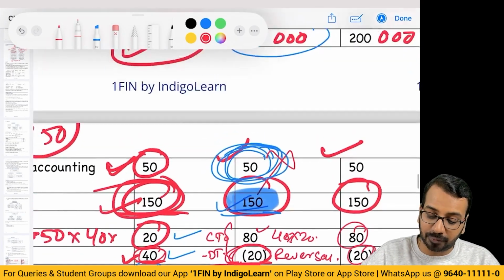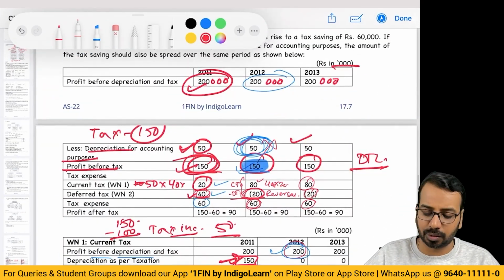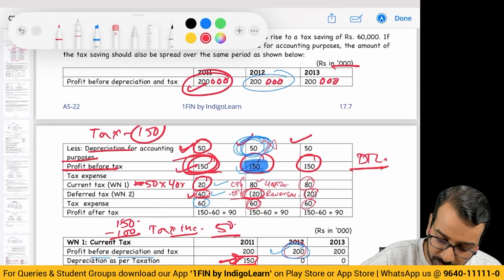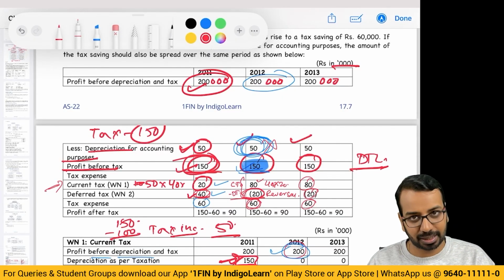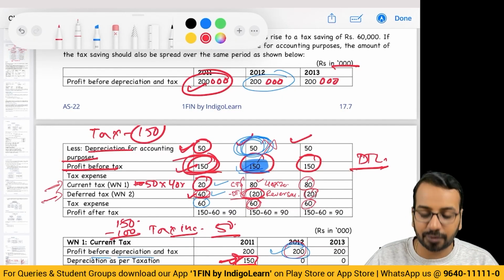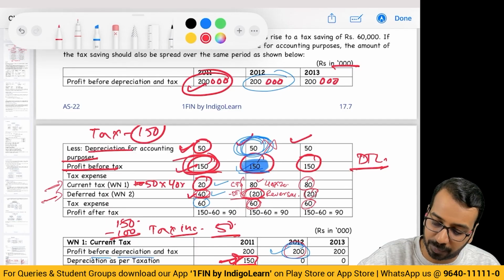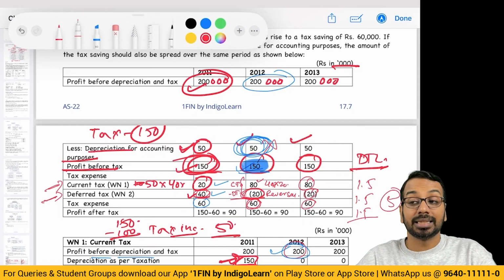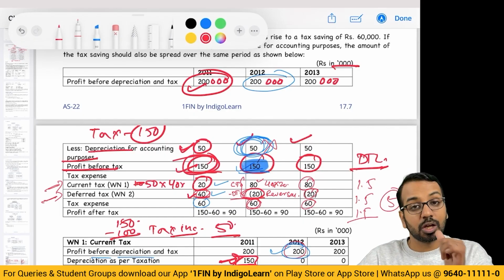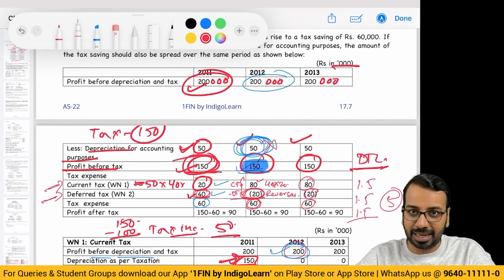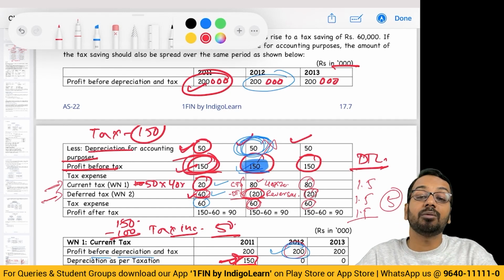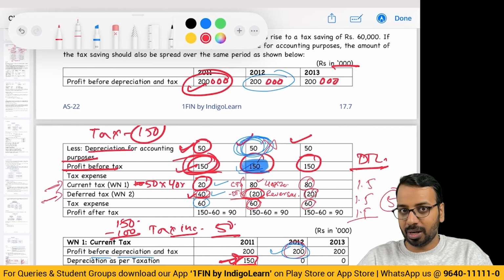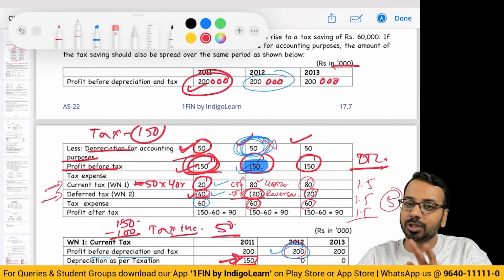Now in exam, if a question like this comes, this is a very simple question, you will get marks for calculating current tax correctly, and you will get marks for calculation of deferred tax. So for example, maybe 1.5 here, 1.5 here, and 1.5 here, around 4.5 to 5 marks will be allocated. That is how you need to calculate. Even for calculating taxable income correctly, you will get some marks. For calculating current tax correctly, you will get marks. For calculating deferred tax also, you will get marks.